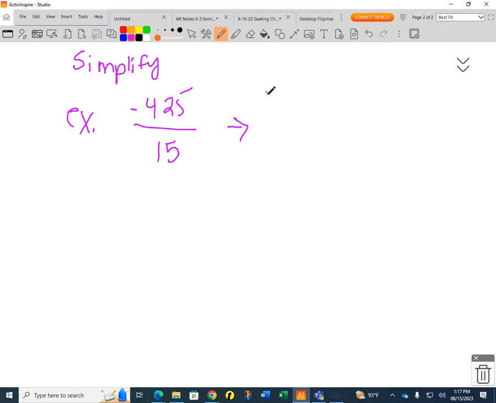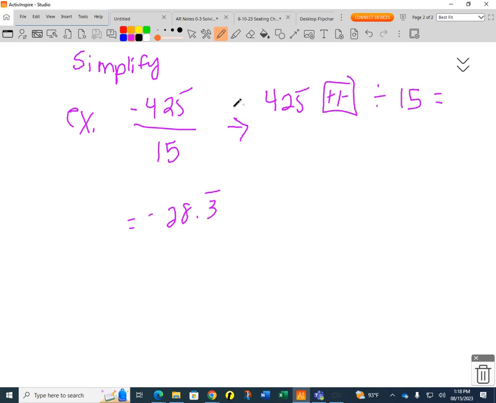So on the calculator, you enter 425, then you enter your positive, negative button, then you enter divide, then you enter 15, and then you're going to hit the equal symbol. What do you get? Negative 28.3 repeating, is that what you're saying? Okay, so on your calculator right now it says negative 28.3 and it's repeating forever, right?